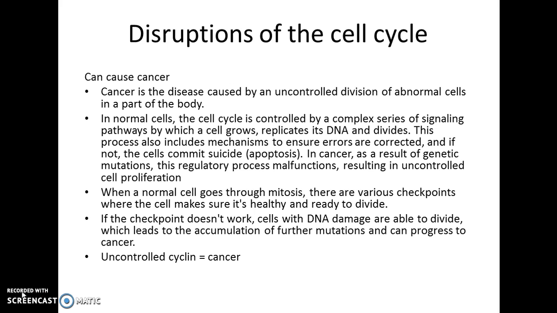So when a cell is normal and it goes through all the signals and the DNA replications, it goes through all the checkpoints and everything's smooth, then it's controlled. But when it's not controlled, or there's mutations in the cell, then that means that it's uncontrolled. And if it doesn't go to the checkpoints, then all the signals aren't working, and that means that the cyclins aren't working, and the cyclins control the division of the cell, so uncontrolled cyclins lead to cancer. Uncontrolled cell growth is cancer.